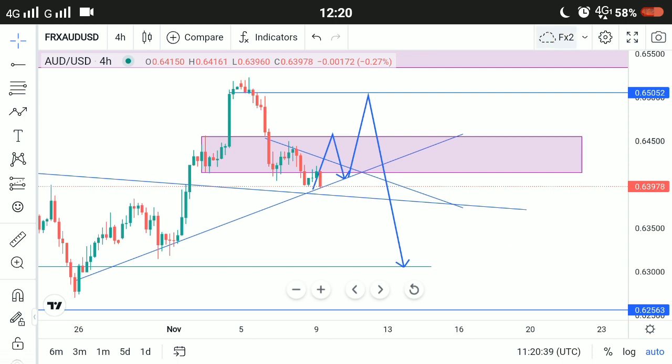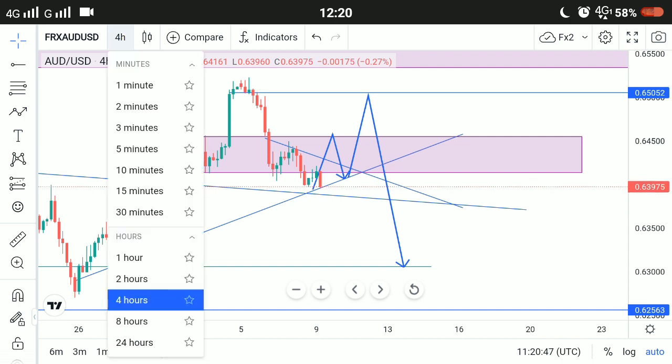You see that you are on 4 hours. But now scale down. Once price completes the cycle, now scale down to like 1 hour.